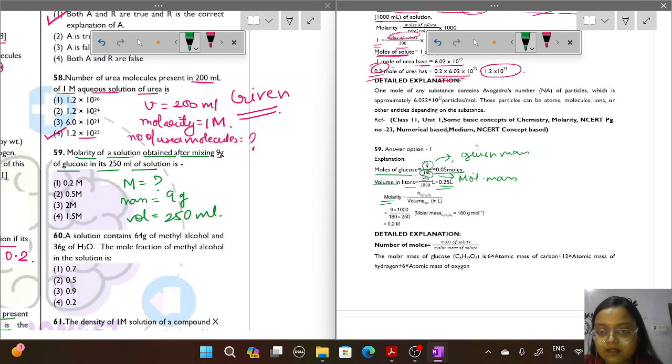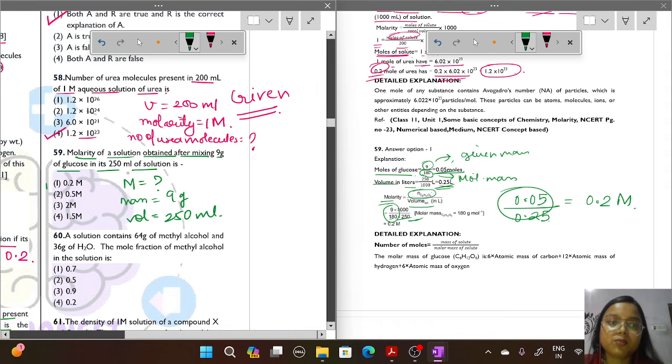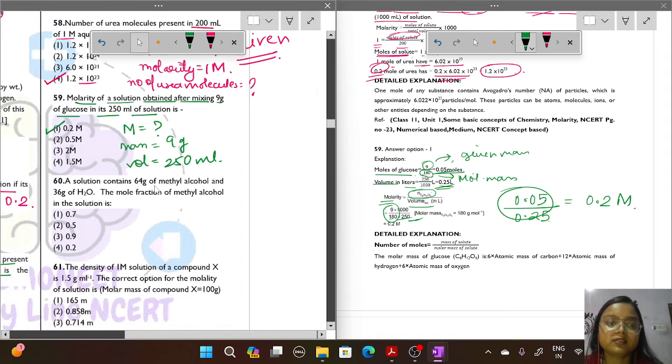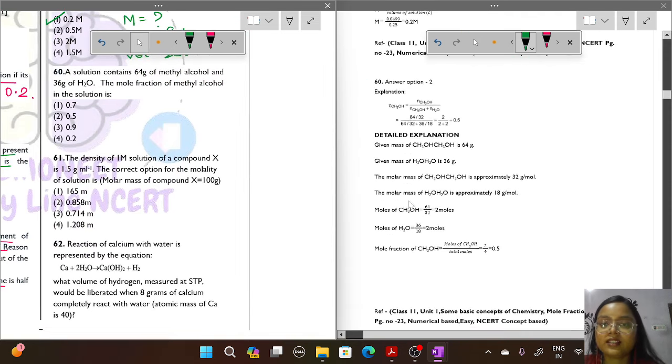Now we can easily find out the molarity. It is the number of moles of glucose by volume. Okay, number of moles of glucose is 9 divided by 180, which we have found as 0.05 moles, divided by 0.25. Okay, it is given in the expanded form. We can easily write it in the compact form also, as we have already found the values of these two. And what will be the answer? It will be 0.2 molar, right? So option first, 0.2 molar, will be the correct option in this case. Okay. Next is question number 60.